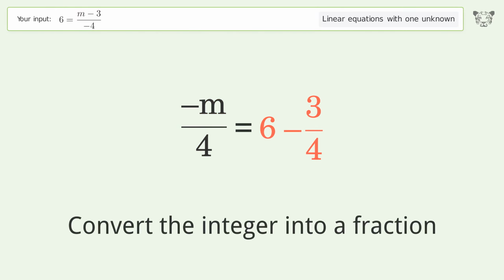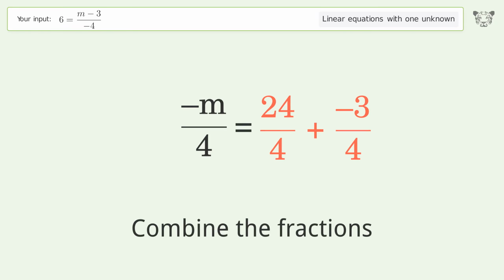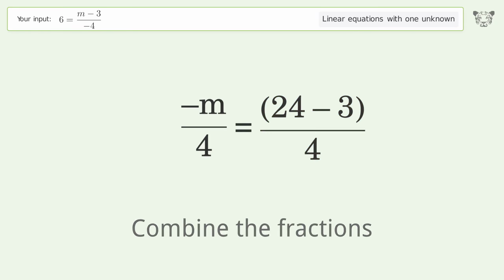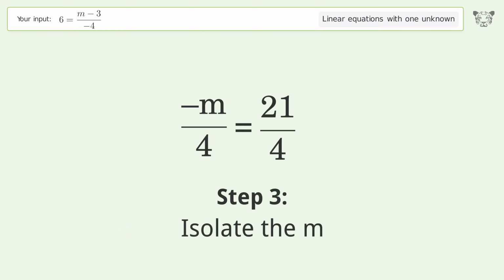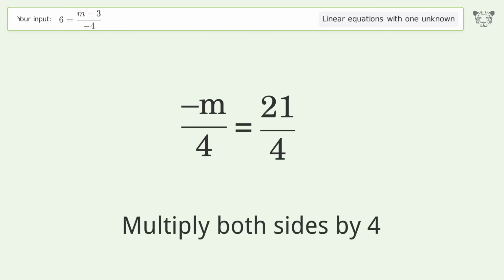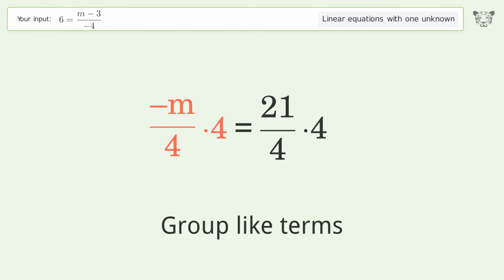Convert the integer into a fraction. Combine the fractions. Combine the numerators. Isolate the m. Multiply both sides by 4. Group like terms.